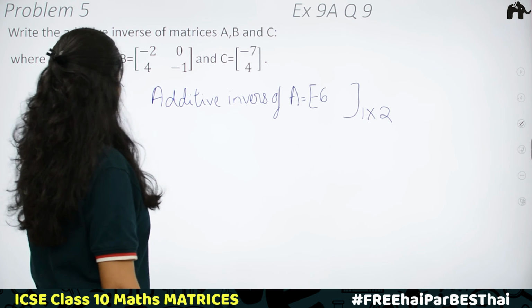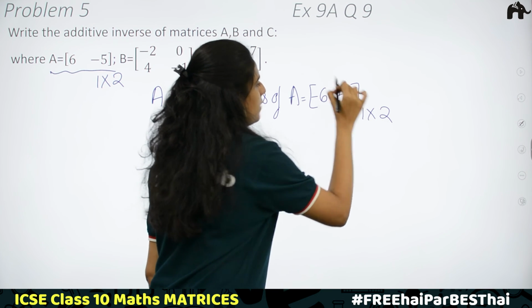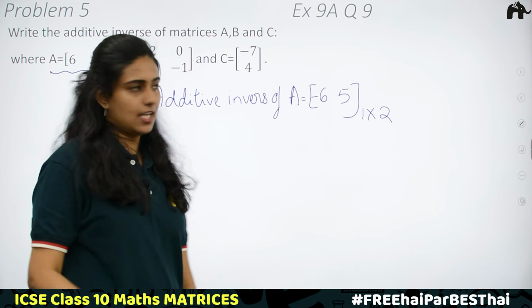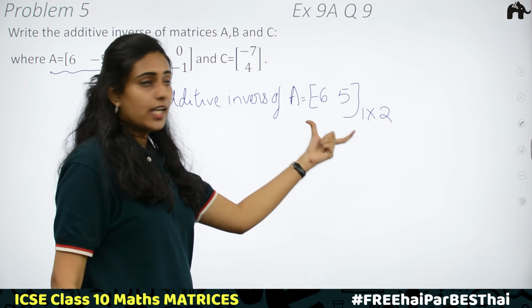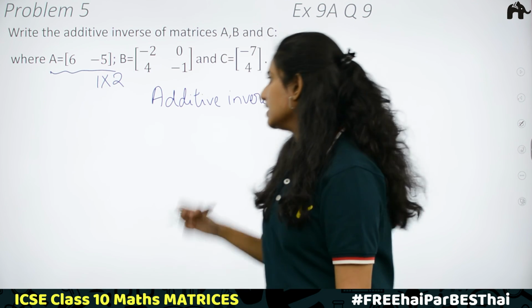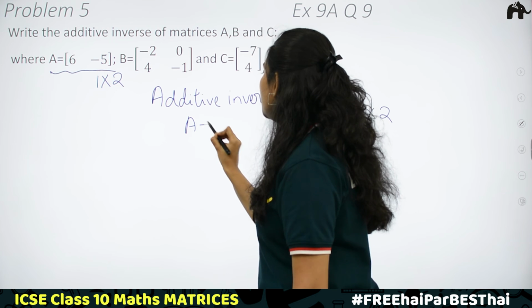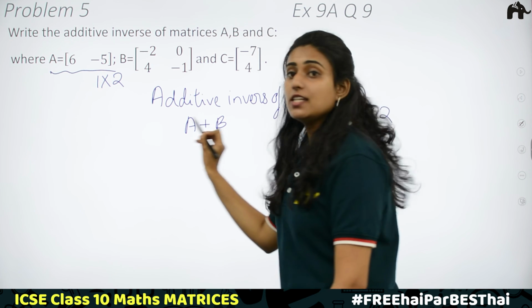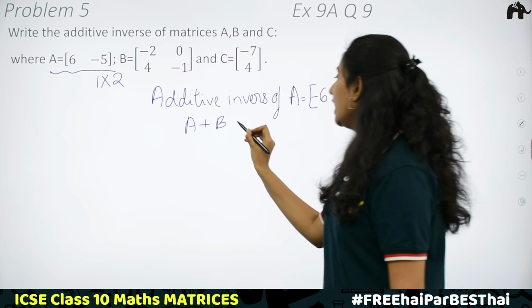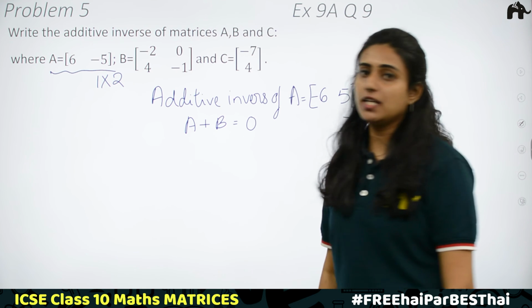Second element is minus 5, it becomes plus 5. Just interchange the signs. Okay, so this is the required additive inverse. To check this, when you add matrix A and B, if B is the additive inverse of A, then you will have a null matrix O.